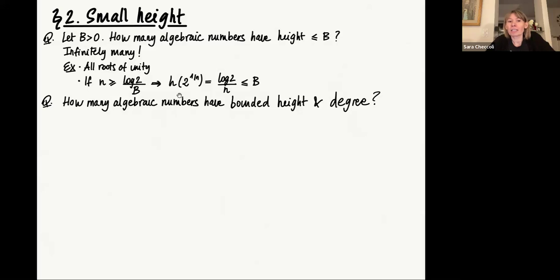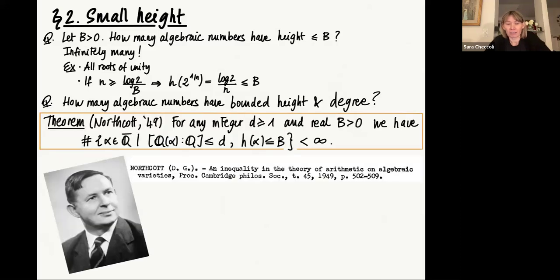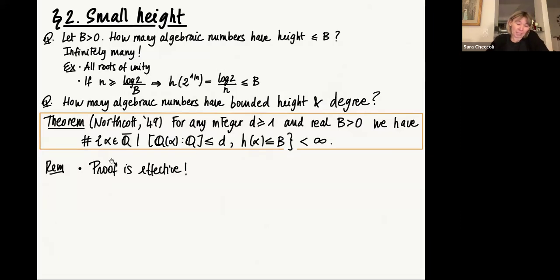Okay, but now let's change a bit the question. So we find infinitely many points of small height, but how many numbers have bounded height and bounded degree? And here the situation changes. This is a famous theorem of Northcott that we already saw also in Philipp's and Ziyang's talks, for instance. This theorem tells you that if you take an integer d, and any positive real b, you only have finitely many algebraic numbers whose degree is bounded by d and whose height is bounded by b. Okay, this result is very important. As Ziyang said in his talk, any possible notion of height you might want to define has to satisfy some Northcott theorem.